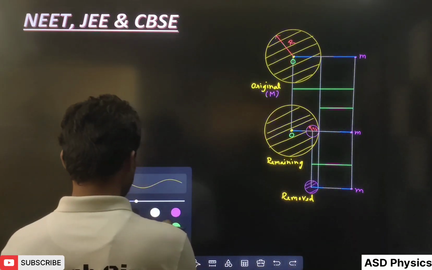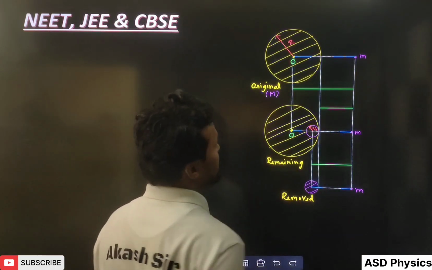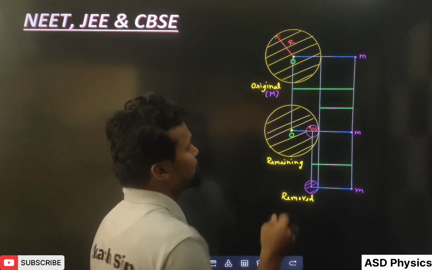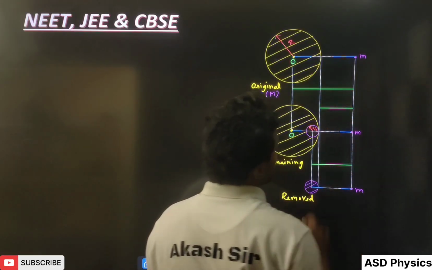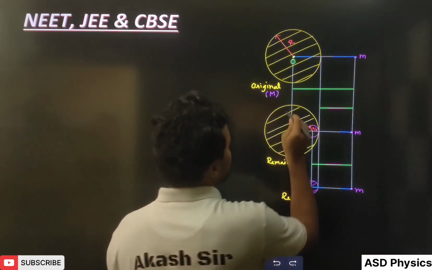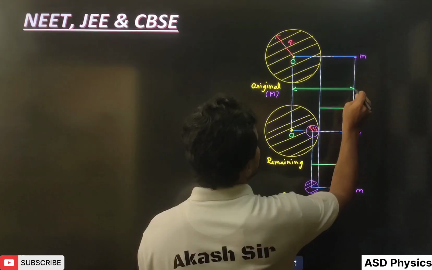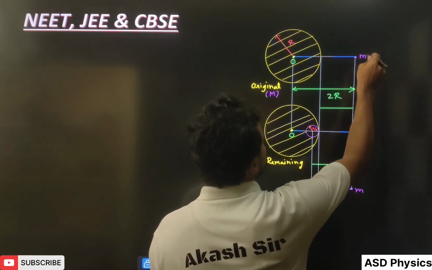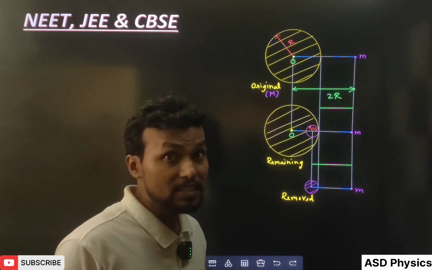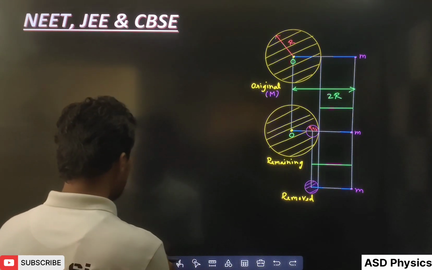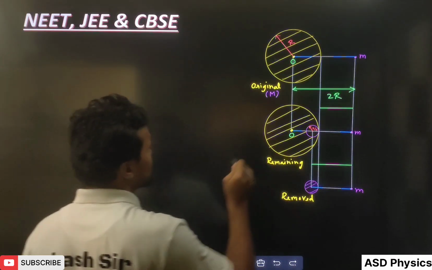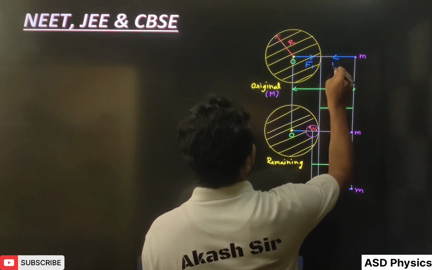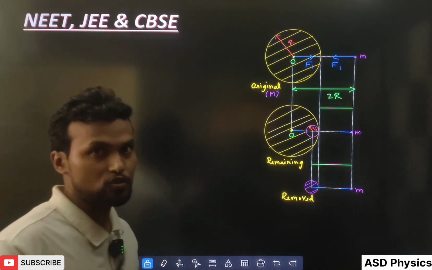Here you can see very well. First I have taken one original sphere, and what is the mass of the original sphere? Capital M. And at a distance of how much? 2r distance from the center of the sphere, we have taken one mass small m. Then according to the question, what is the force between these masses? The force between them is F1, an attractive force, as you know very well.